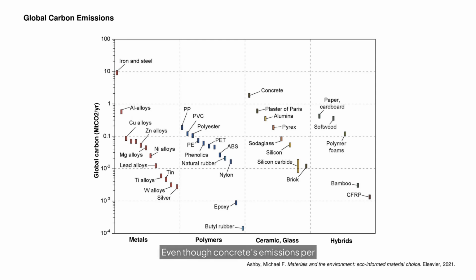Even though concrete's emissions per kilogram are low in the previous slide, we use so much of it that cement production is one of the biggest single sources of CO2 worldwide. Polymers, plastics, also add a significant share of emissions, though less than metals or concrete. Hybrids, composites, account for the smallest slice of the global total, simply because we produce relatively little of these materials.